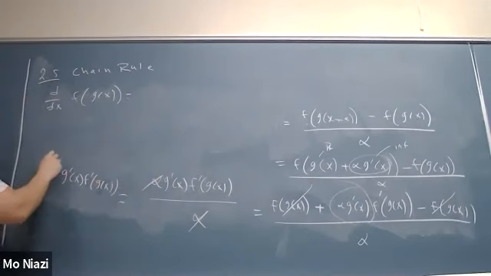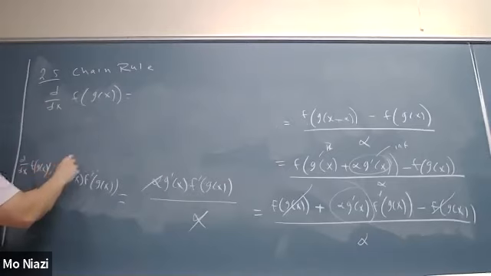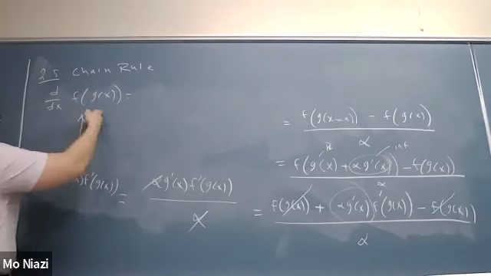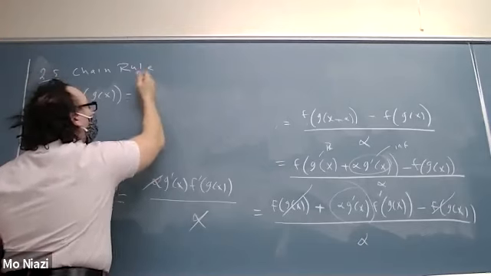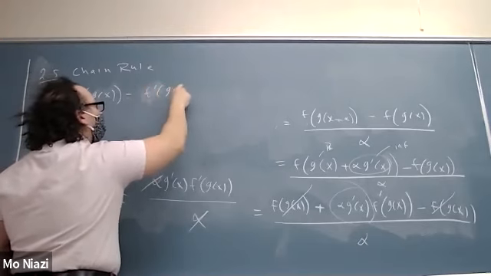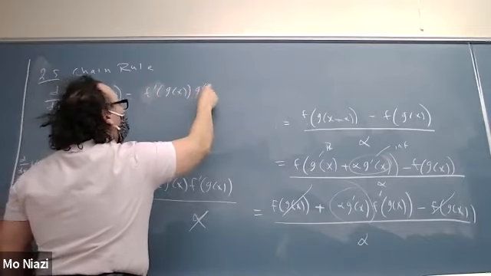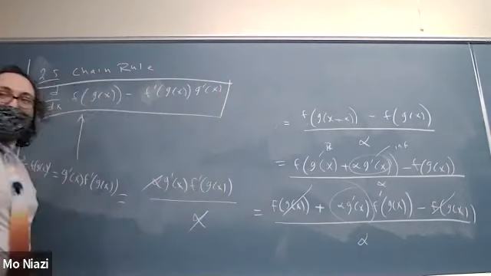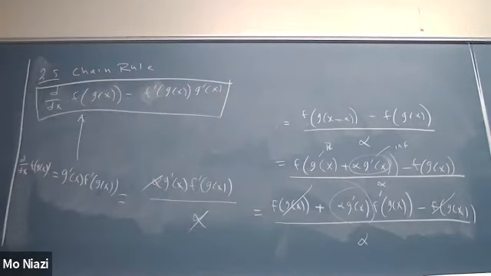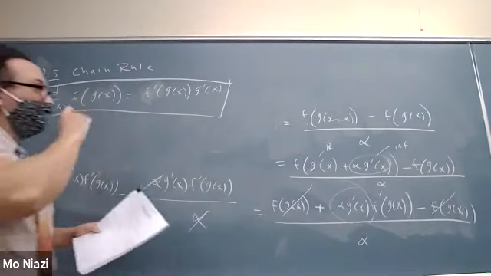And this is equal to d dx of f of g of x. So this means d dx of f of g of x is equal to f prime of g of x times g prime of x. So this is the chain rule. This is how derivatives operate on function composition. Okay? It'll make more sense when we apply it.